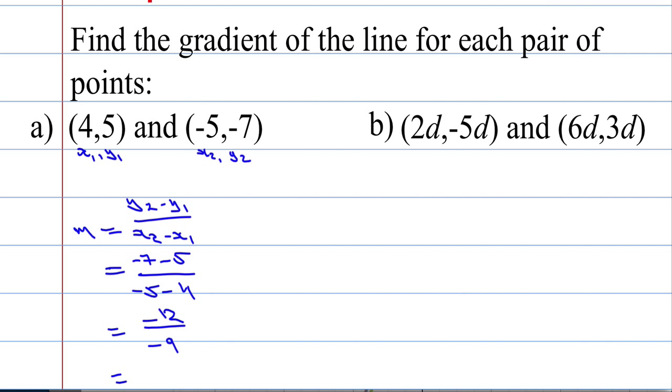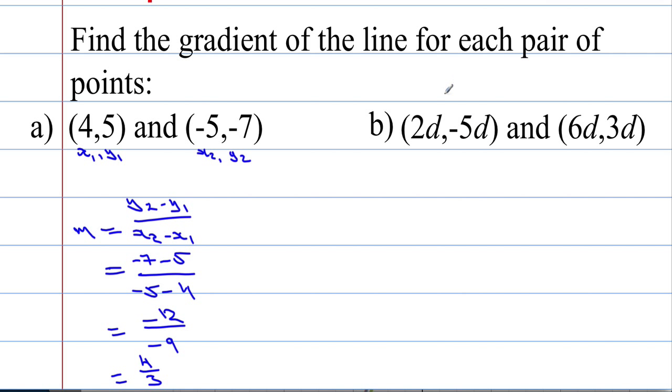And let's tidy that up. A negative number divided by a negative number is going to be positive, and 12 over 9 can be simplified. If I divide top and bottom by 3, we get 4 over 3. Let's take a look at the second one here.